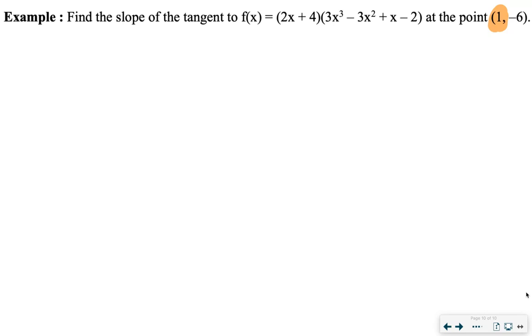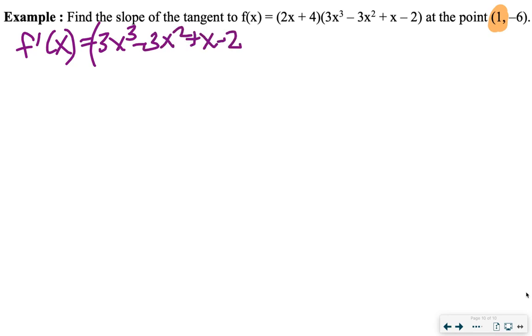So it means I need to find my slope, so I need to find the derivative. So f prime of x. I've got two things being multiplied together, so let's use my product rule. So second, 3x cubed minus 3x squared, second times the derivative of the first, which is just 2, plus first times the derivative of the second.